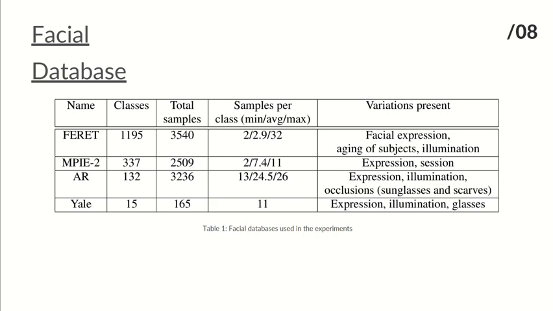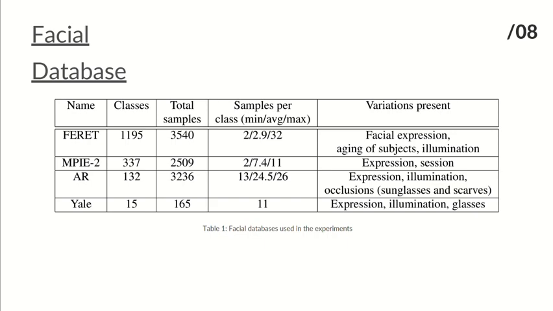Next, the next database is the MPIE2 database with 377 classes, and the database includes 2509 total images. Each class has a minimum of 2, an average of 7.4, and a maximum of level samples. These images capture variations in expressions and different sessions.